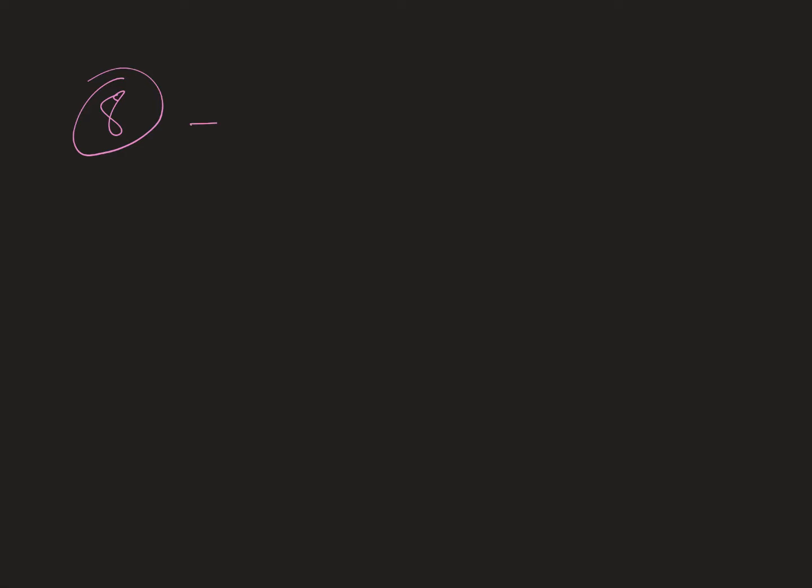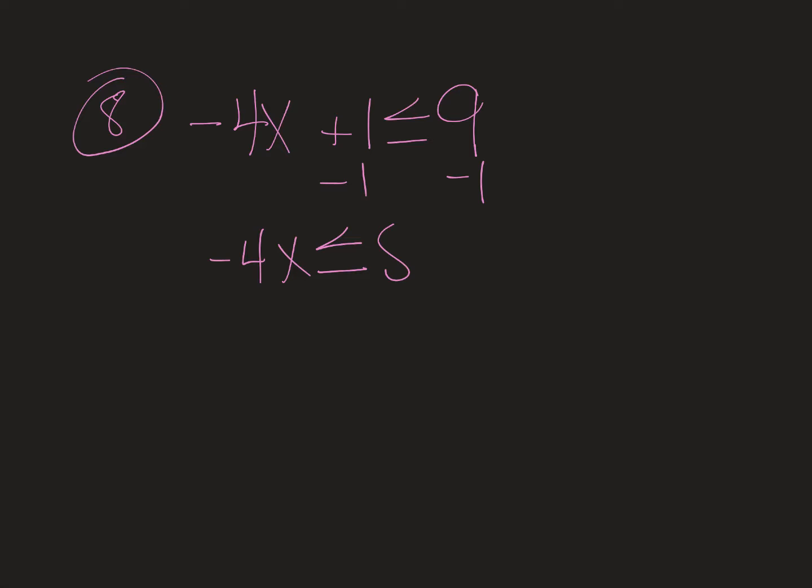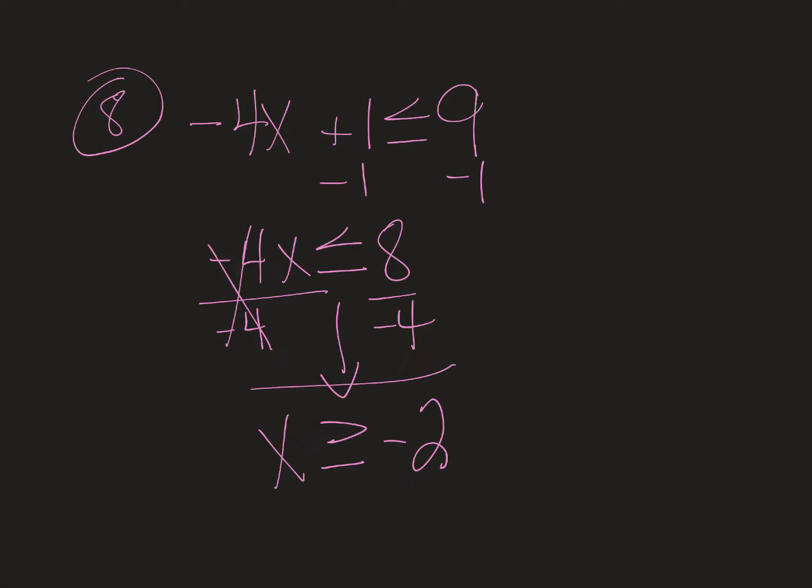Okay, number 8 is the same scenario here. Negative 4x plus 1 is less than or equal to 9. So you're going to subtract 1 from both sides. That leaves you with negative 4x less than or equal to 9 minus 1, which is 8. Divide both sides by negative 4. Cancel. x is greater than or equal to negative 2. And that's your answer to number 8.